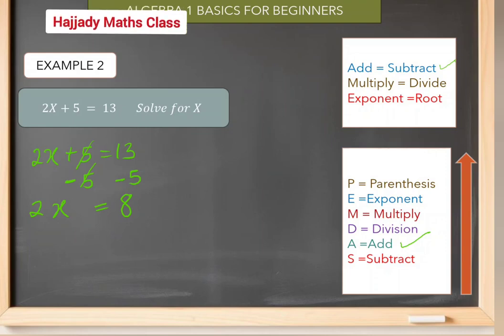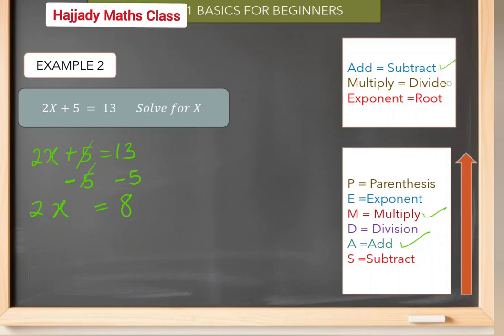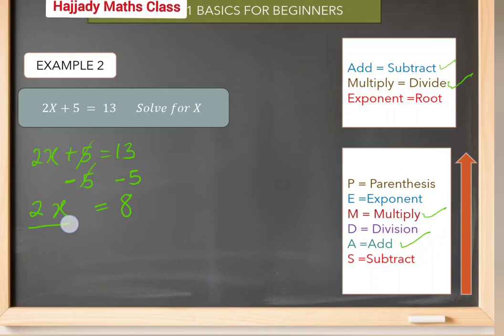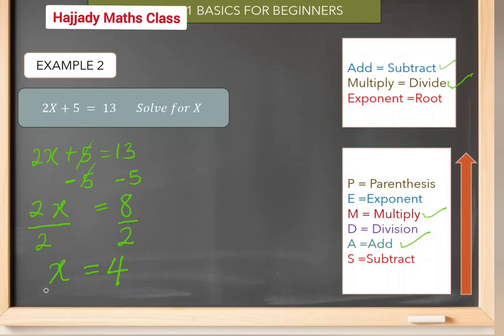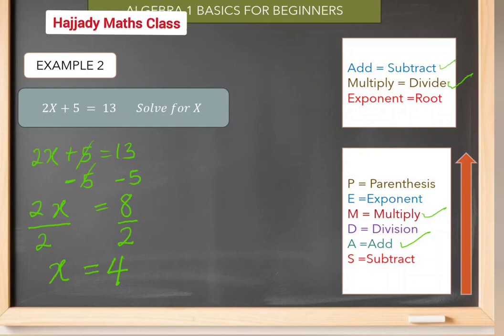Now, let's apply the second operator. The second one is, do we have division? No. Do we have multiplication? Yes, because here we have 2 multiplied by x. And if you have multiplication, what do you introduce? You introduce division. That is, you divide both sides by the coefficient of x, which is 2, and here we have x equals 4. Our objective is that we want the variable to stand alone. So we introduce the first operator, which is negative 5, and the second one, dividing by 2.